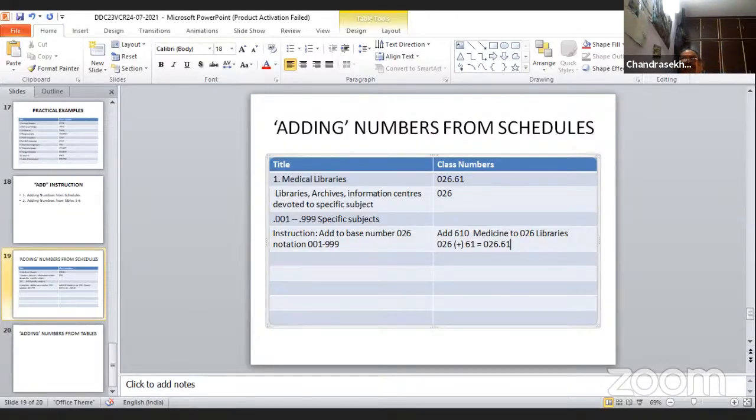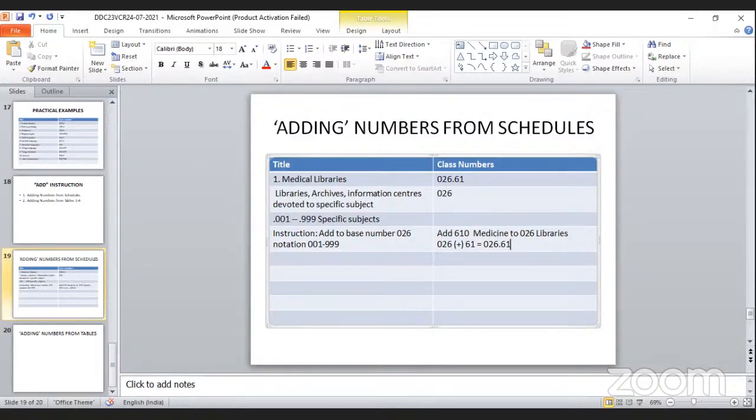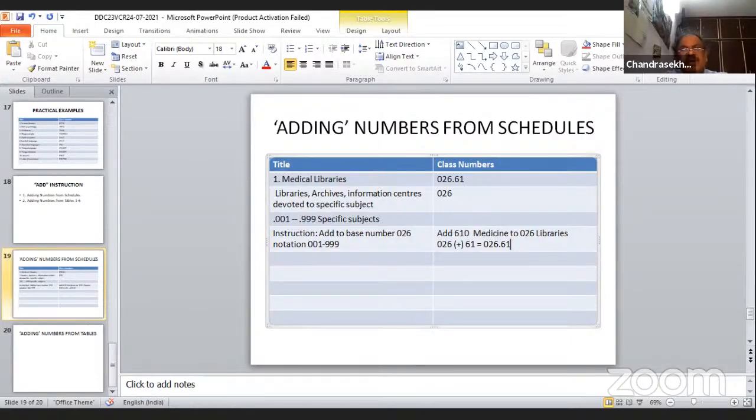If there is a compound subject, then the zero before is very important. Before 0 is important.